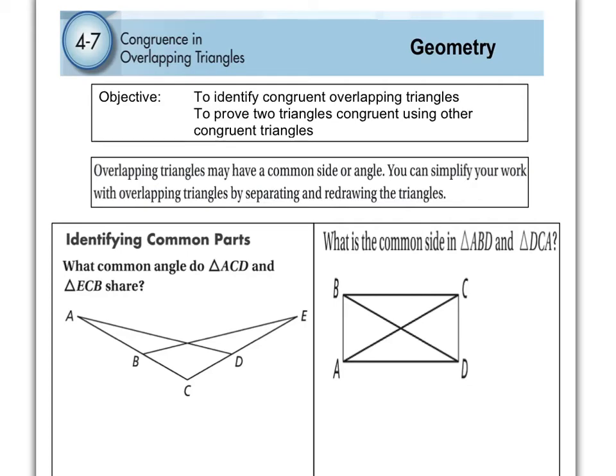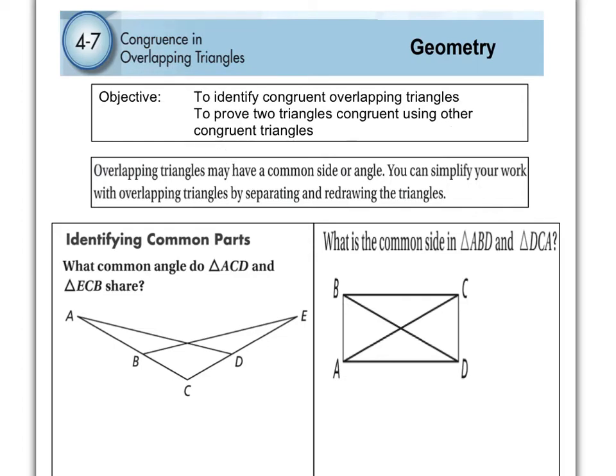This is the introduction to section 4.7, congruence in overlapping triangles. Now, we've talked about a lot of ways to prove triangles congruent, and essentially what this section is going to do is put everything together. So we've got two objectives here: to identify congruent overlapping triangles, and then to prove two triangles congruent using other congruent triangles.